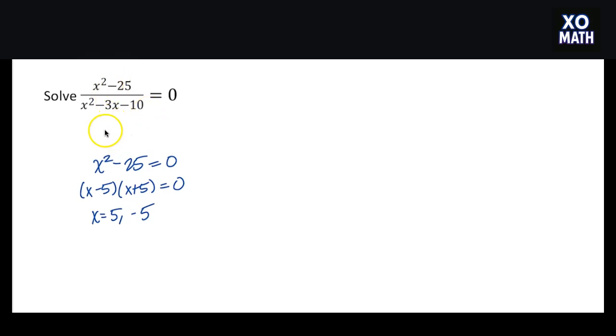So here's what we really should have done in the first place, is we should have factored both the top and the bottom to start this problem. So we know the top factors to x minus 5, x plus 5. The bottom, if we need two numbers that multiply to give us negative 10 and add to give us negative 3, that's negative 5 and positive 2. So if we factor the top and bottom right away, we would notice that the x minus 5 factors are going to simplify to just 1.